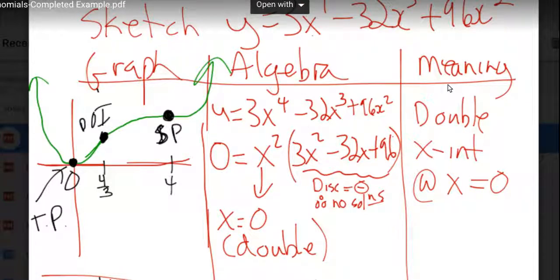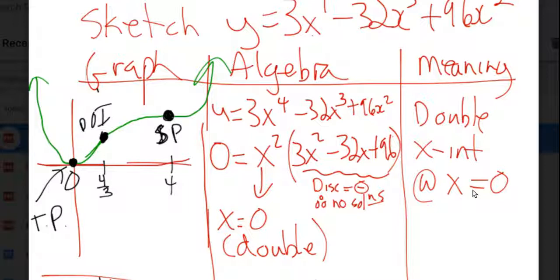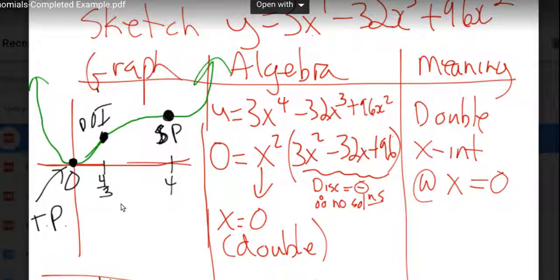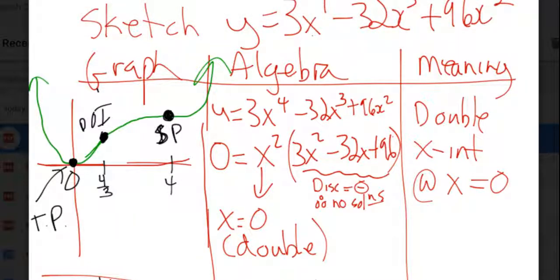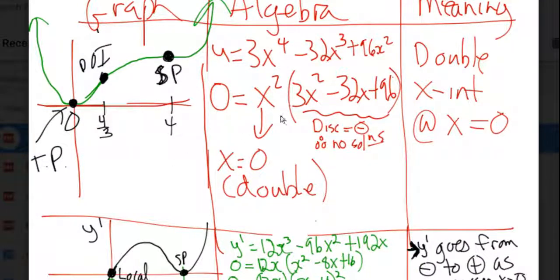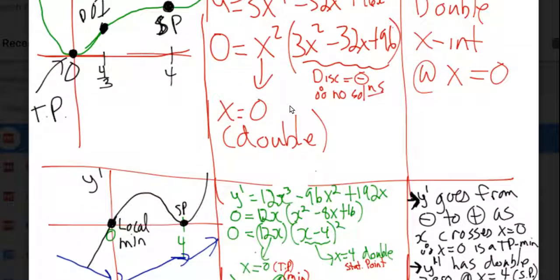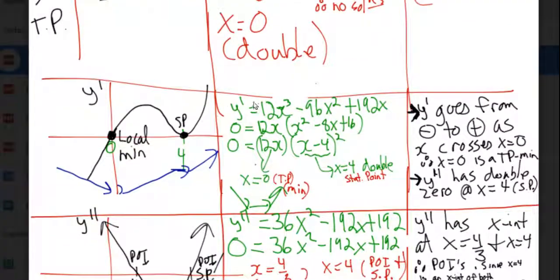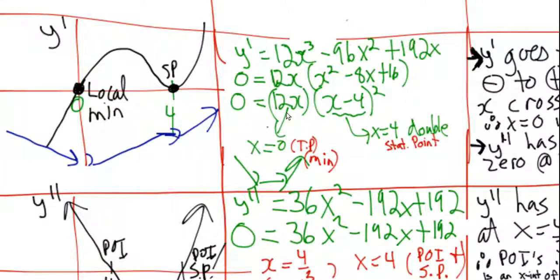And then over here, what's the meaning of that? Well, there's a double x-intercept at x equals 0. That's what I know. Pretend that you don't see that sketch there, because that's the completed sketch at the end. So the next step, once you get the intercepts, is to sketch the slope function, which is y prime. Sketch out that slope function. So let's take a look at this.